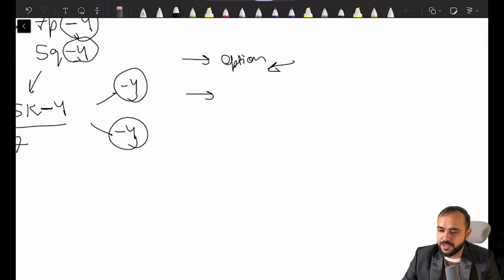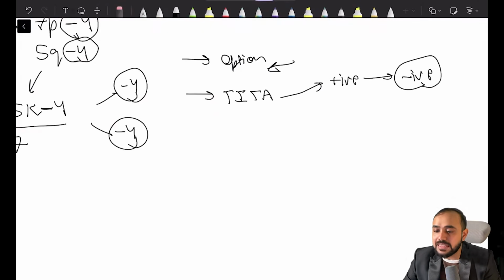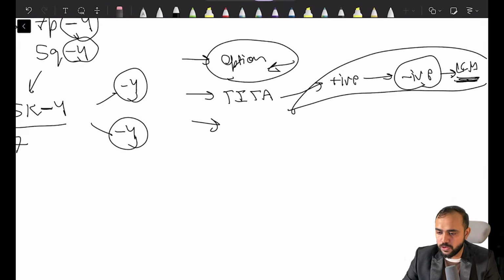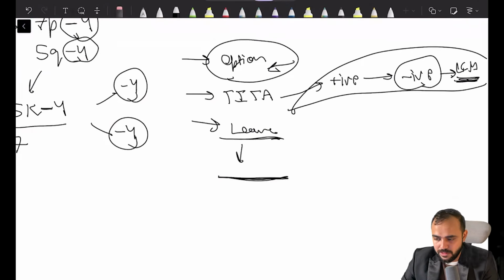If options are not given, if it's a theta question, then you should observe the positive remainders, convert them to the negative remainders, and see if they are equal for one pair. If they are, you can reduce the calculation for that by using the LCM method. If this is also not happening and options are also not given, then you can either leave this question because it will be lengthy, or you can follow the approach that we just discussed.